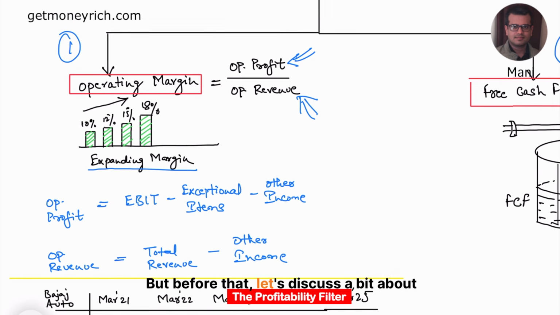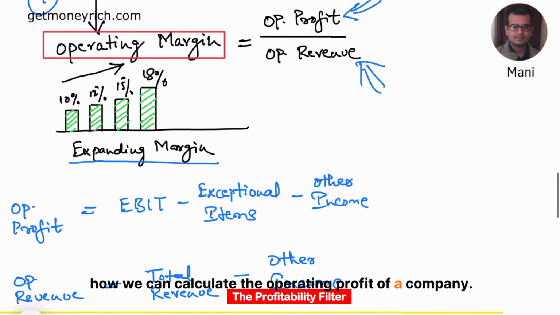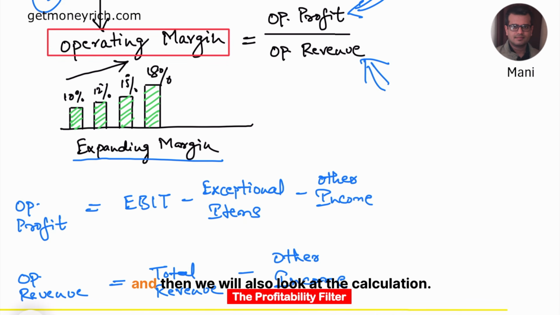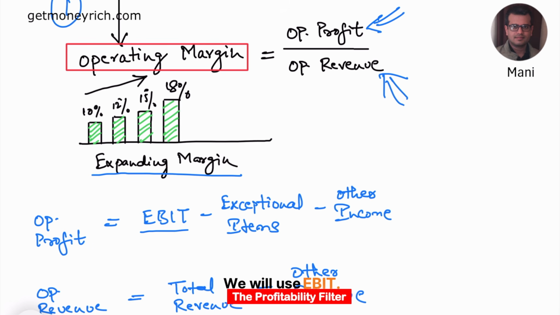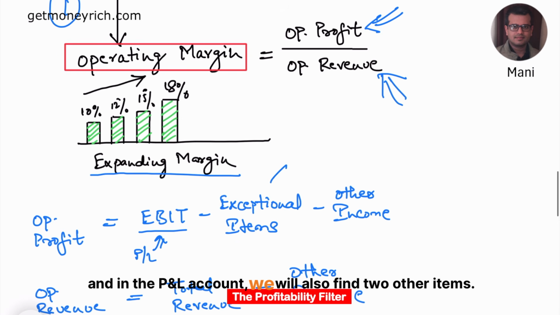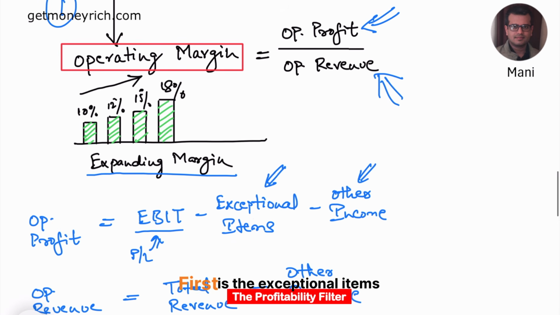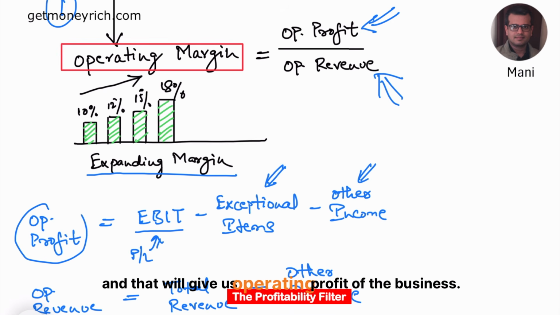But before that, let's discuss how we can calculate the operating profit of a company. We will look at the formula and then we will also look at the calculation. Operating profit can be calculated using this formula. We will use EBIT. EBIT can be easily taken from the P&L account of any company, and in the P&L account we will also find two other items: first the exceptional items and second the other income. Both these metrics we have to subtract from the EBIT, and that will give us the operating profit of the business.